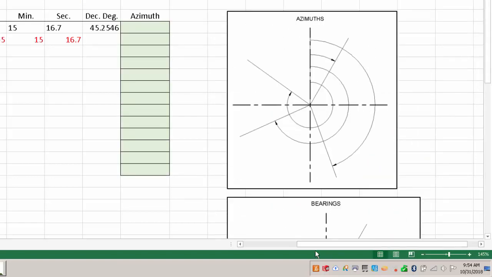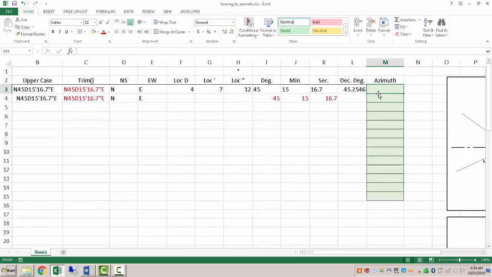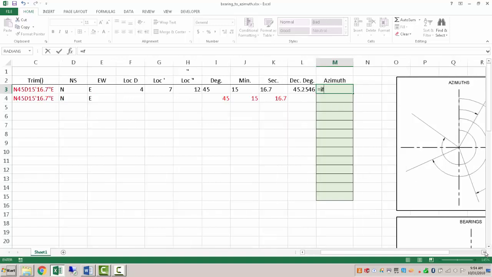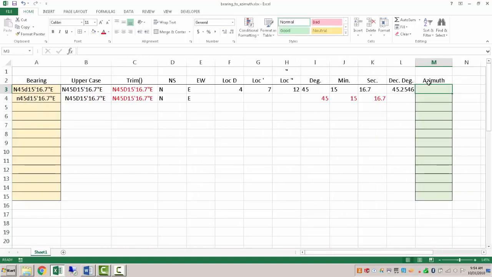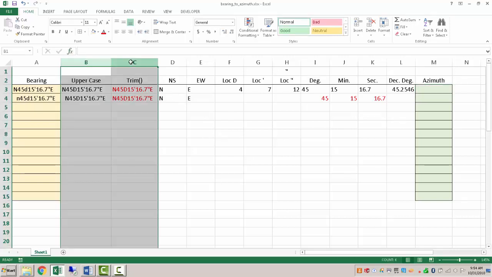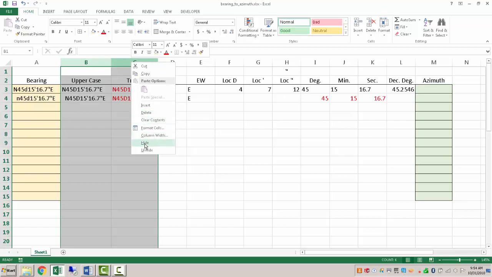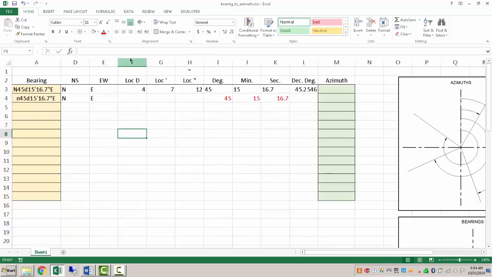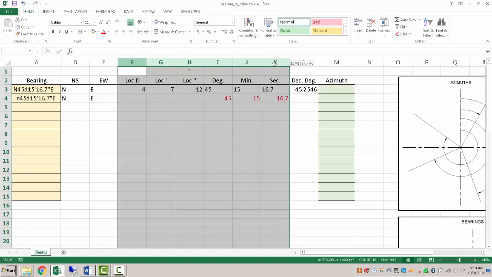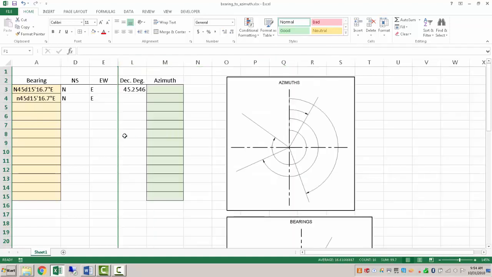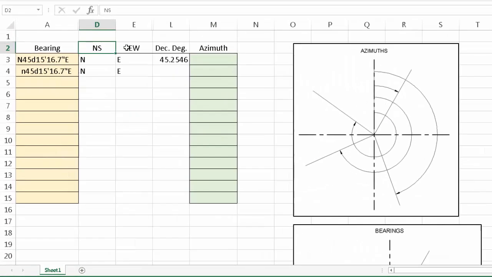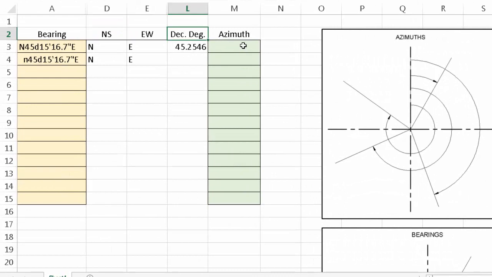So to do this, we need to make a decision, and in Excel we can make decisions with the if statement. So I'm going to hide some of these columns to give us a little bit more room. We don't need these 2 columns for now, so I'm going to use the hide operation. These are all just supplementary calculations, so I'm going to hide those. And so now the information that we really need to make this calculation is the north-south heading, the east-west heading, and the decimal degrees. So for my formula here, it's going to be if.